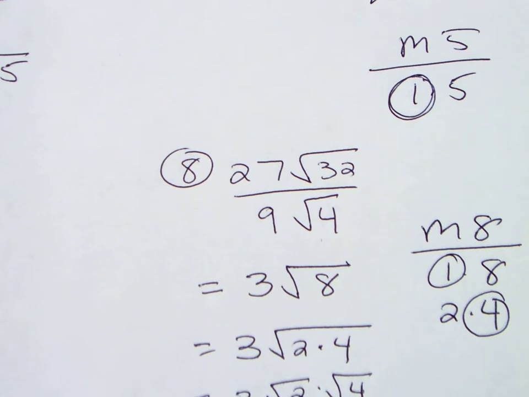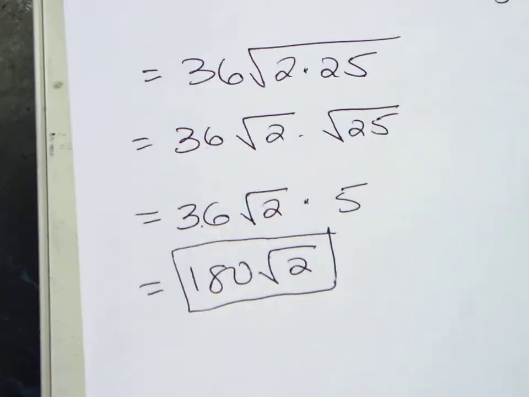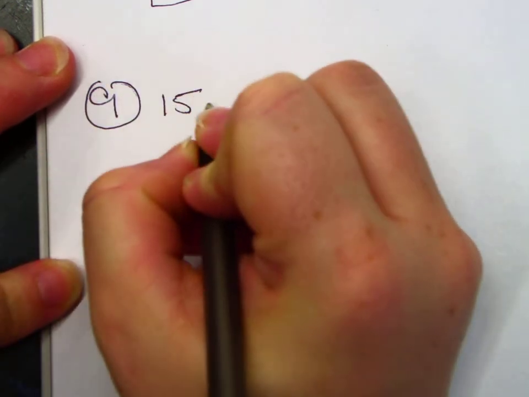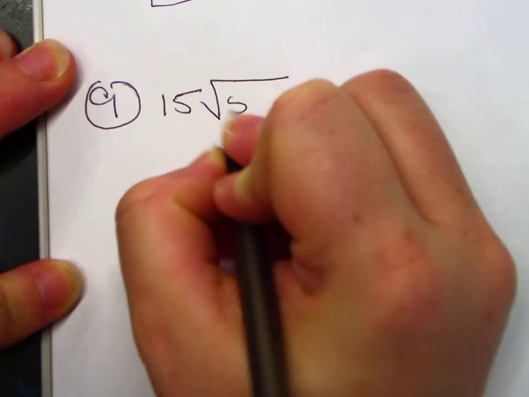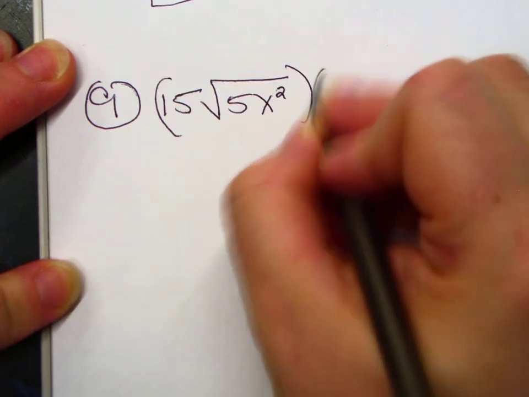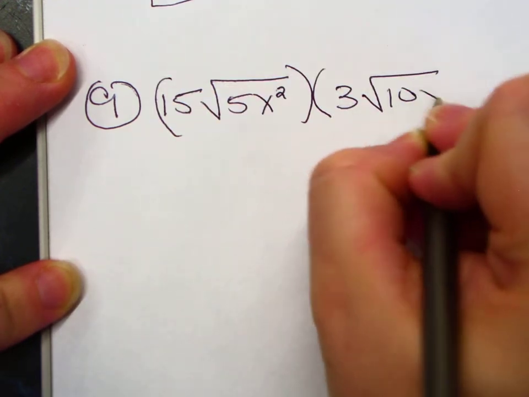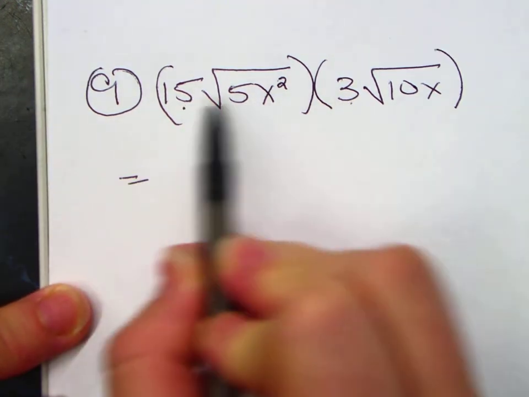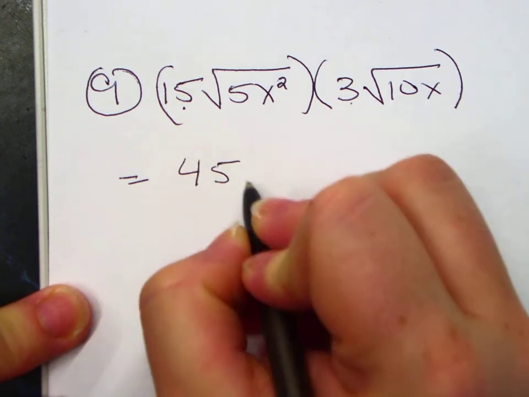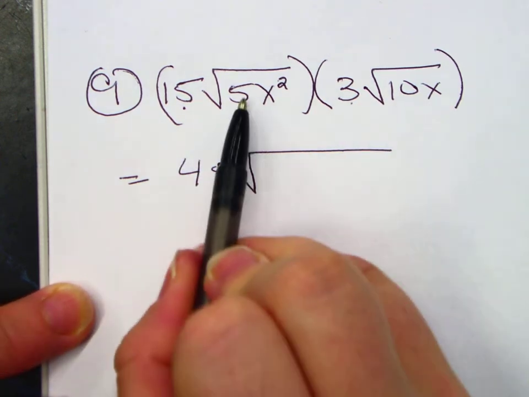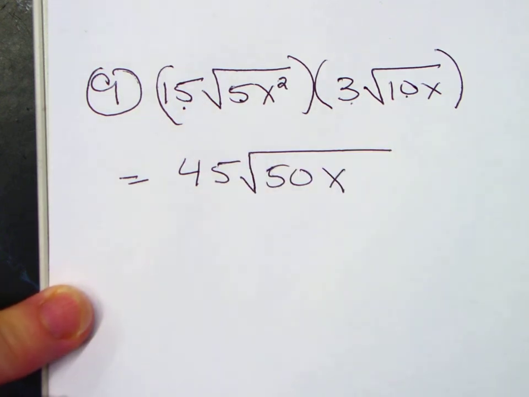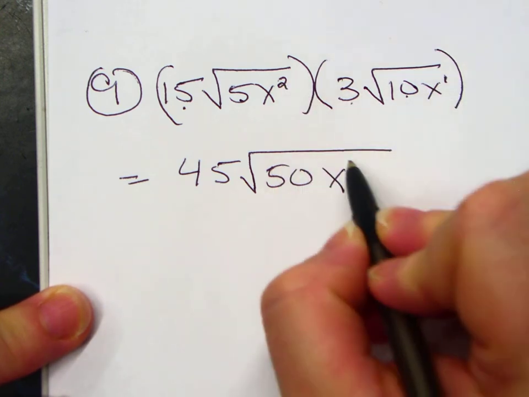All right, so now let's get a little harder. Slowly building, slowly building. Number 9. 15 radical 5x squared times 3 radical 10x. Okay? Same steps as before. Multiply your outsides. 45. Multiply your insides. 5 times 10 is 50. What do you do to exponents when you multiply? You add. 2 and 1 is 3.